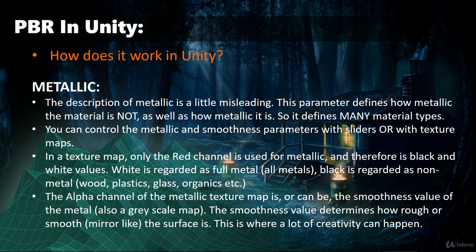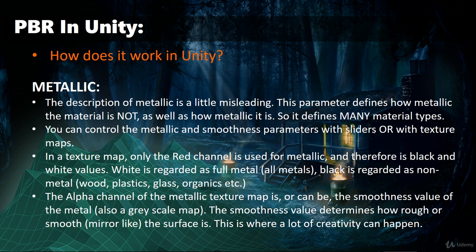Along with metallic, you have a subcontroller called smoothness. Now, that's not a bad description for what it does, because it actually describes how smooth it is. From being as dull as chalk to as smooth and reflective as a mirror. You can control both metallic and smoothness using sliders if you have no texture maps, or you can assign a map to both. Only the red channel is used for metallic.